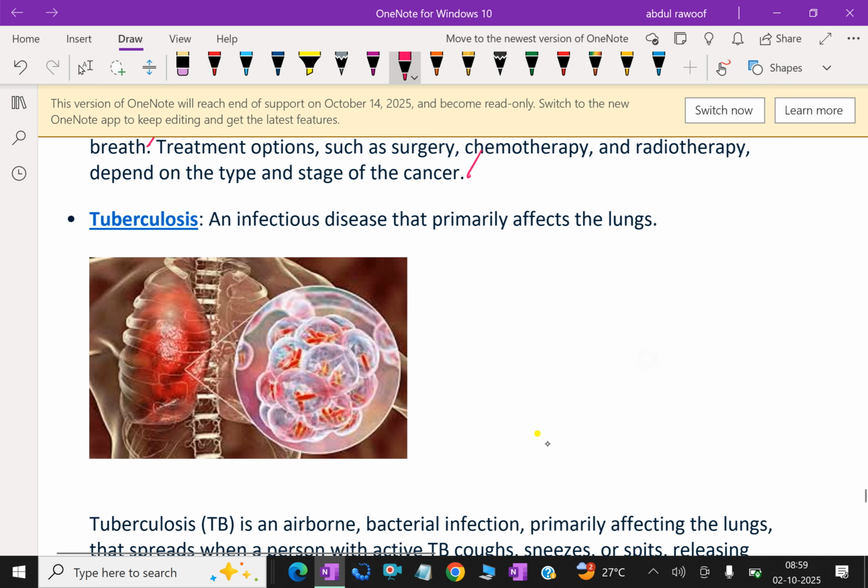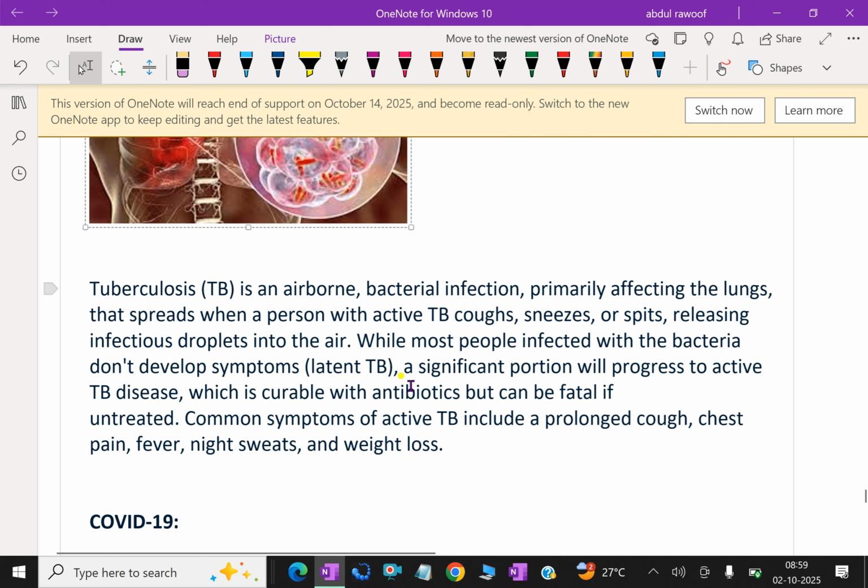Tuberculosis, an infectious disease that primarily affects the lungs. Tuberculosis, TB, is an airborne bacterial infection primarily affecting the lungs that spreads when a person with active TB coughs, sneezes, or spits, releasing infectious droplets into the air.